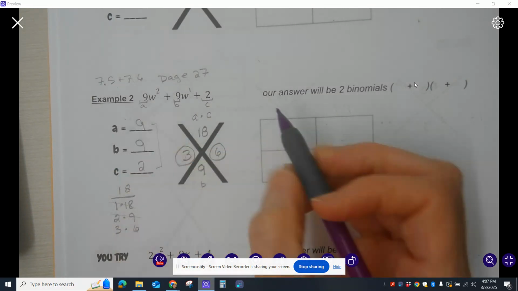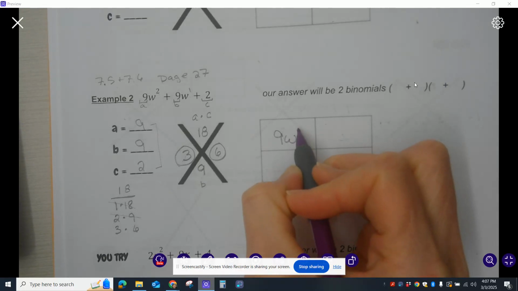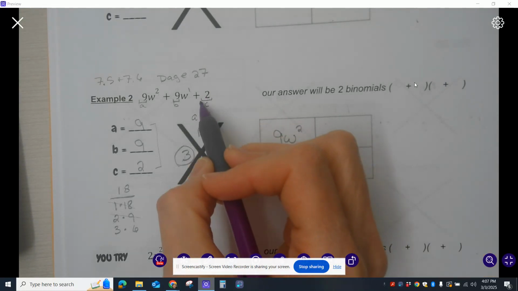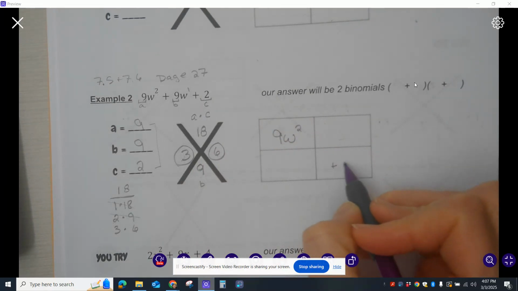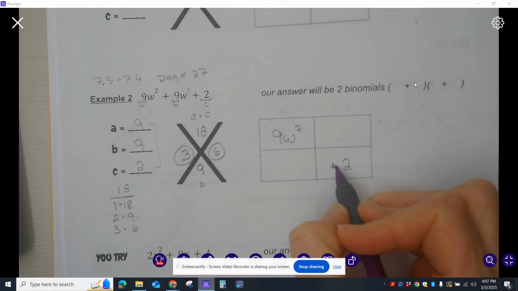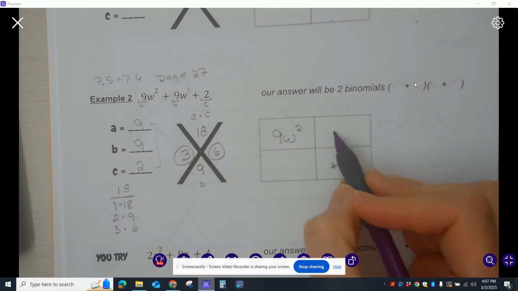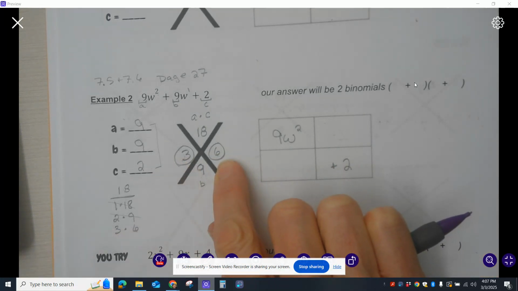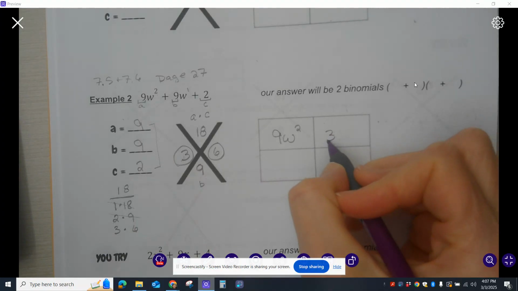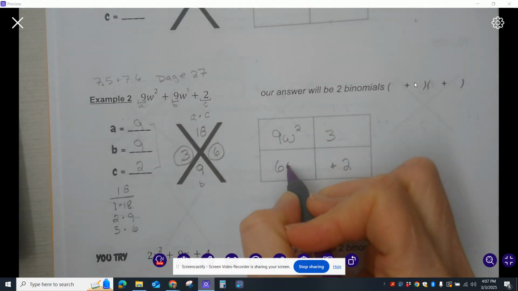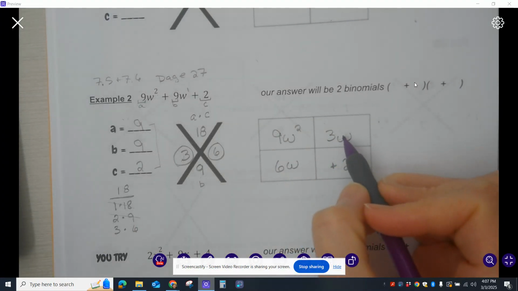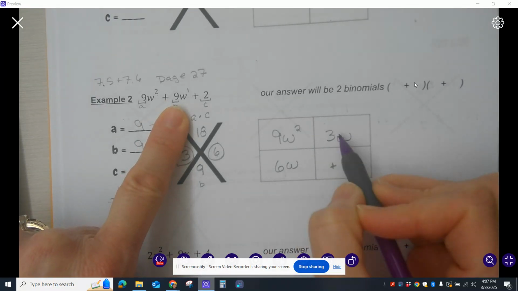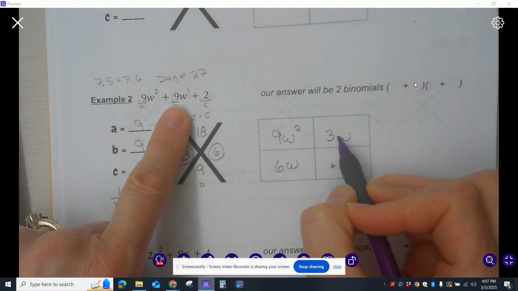This first term is always going to go in this first box here. And this constant term that hangs off the end is always going to go down here. I like to put the plus if it's positive. Now these 2 diagonals is where I use these 2 numbers, this 3 and 6. And I need to put a W after those because these are the same as 9W. 6W plus 3W is the same as 9W.